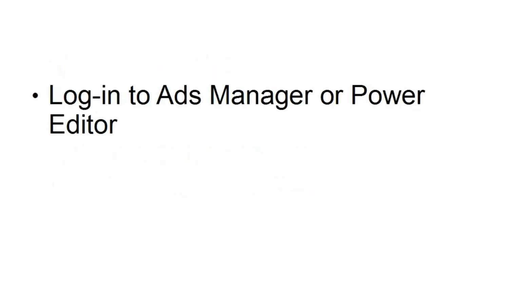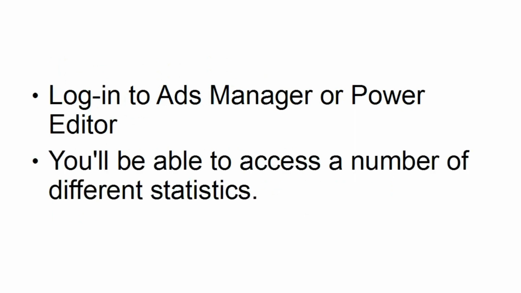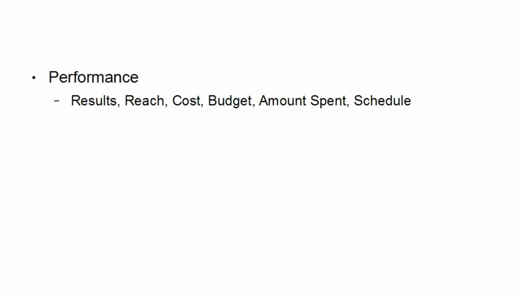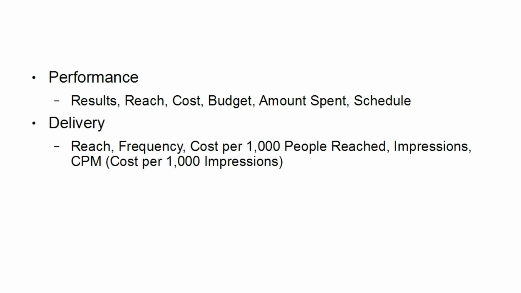First of all, you'll want to log into Ads Manager or Power Editor. You'll be able to access a number of different statistics. First of all, there's the performance, and this is the results, reach, cost, budget, amount spent, and schedule. Then there's delivery: the reach, frequency, cost per 1,000 people reached, impressions, CPM, that's cost per 1,000 impressions, and this is if you're doing CPM rather than PPC.